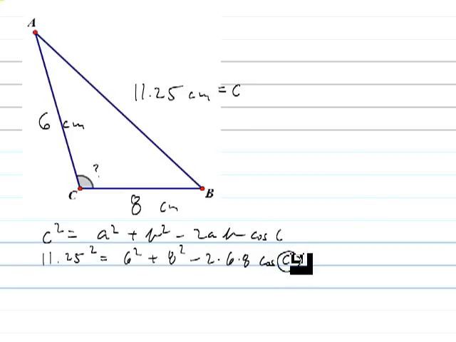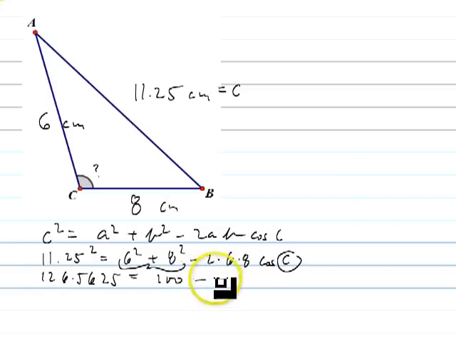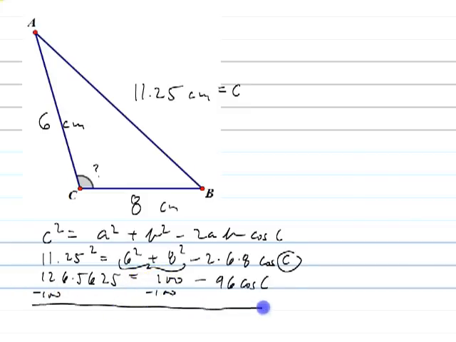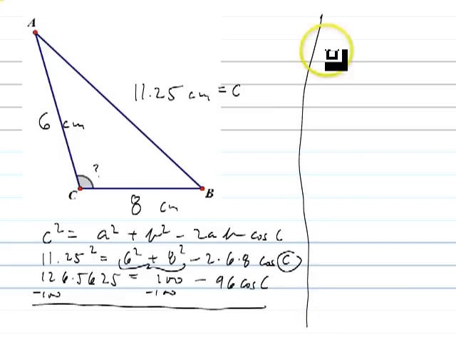Now, 11.25 squared happens to be 126.5625. 6 squared plus 8 squared is 36 plus 64, which is 100. 2 times 6 times 8 is 96. Now, a common error that you want to watch out for here is to do 100 minus 96 and get 4, but we don't want to do that. Instead, you want to subtract 100 from both sides. And I'll continue over here. We end up with 26.5625 equals negative 96 cosine C.